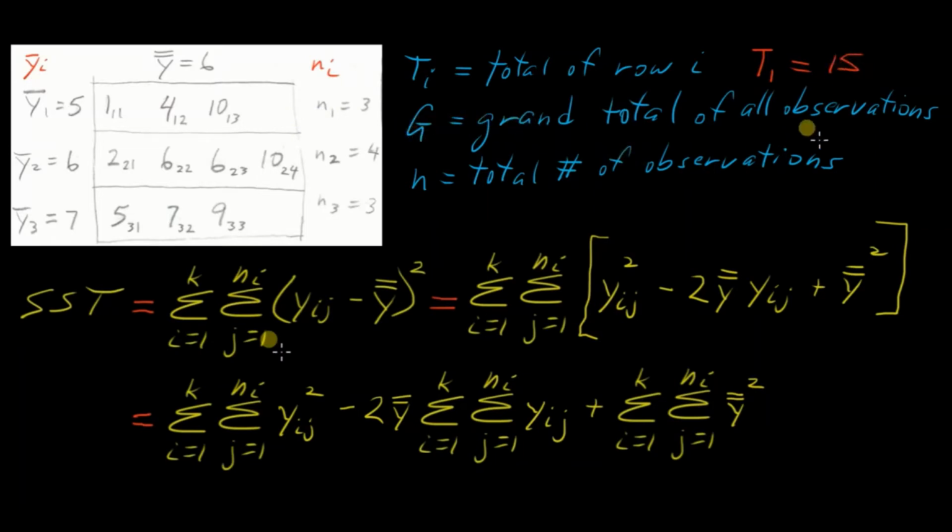The grand total, well, for this particular experiment, if you total all of these up, 1 plus 4 plus 10 plus 2 plus 6 plus 6 plus 10 plus 5 plus 7 plus 9, you get 60. And then n is just the total number of observations. So 1, 2, 3, 4, 5, 6, 7, 8, 9, 10. So here n is 10. So hopefully you can see how each of these variables works. And then based on that, we're going to start working on these two terms and doing some substitutions.